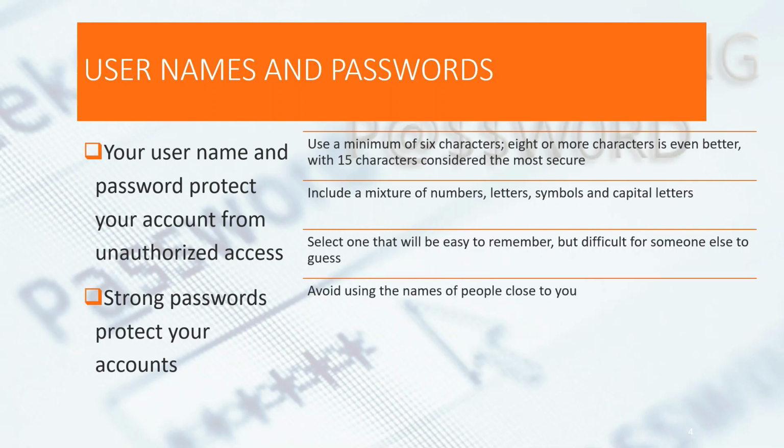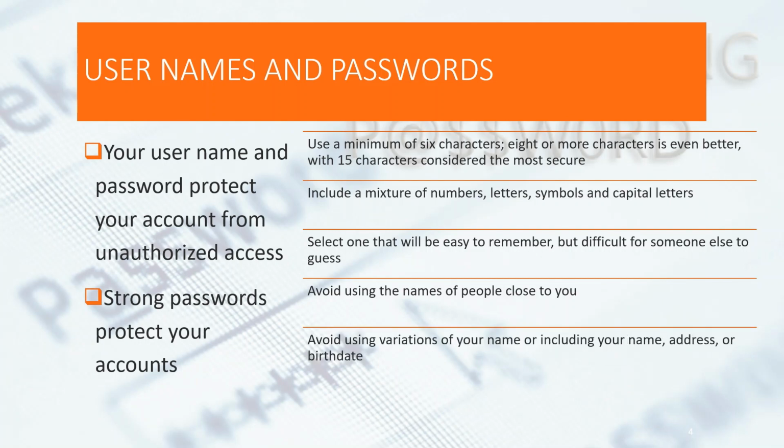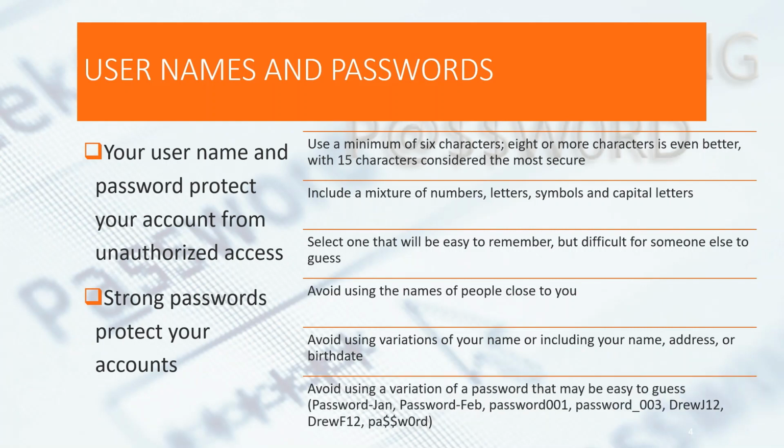Fourth, avoid using the names of people close to you, such as members of your family or the names of your pets. People who know you well can try to guess your password using these names first. Fifth, avoid using variations of your name or including your name, address, or birth date in your password. And finally, avoid using a variation of a password that may be easy to guess, such as password-jan, password-feb, and so on.